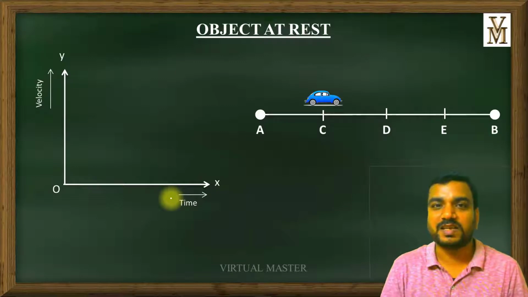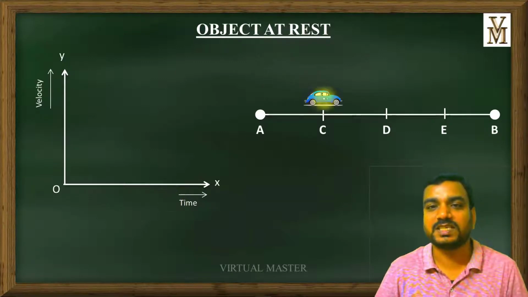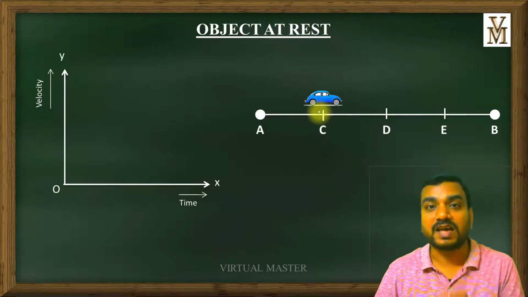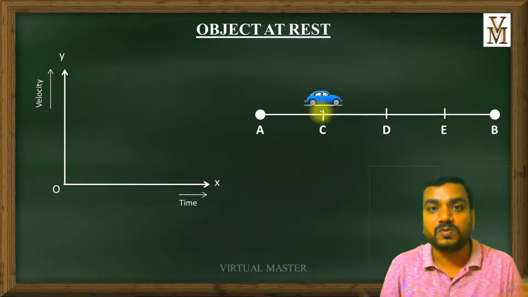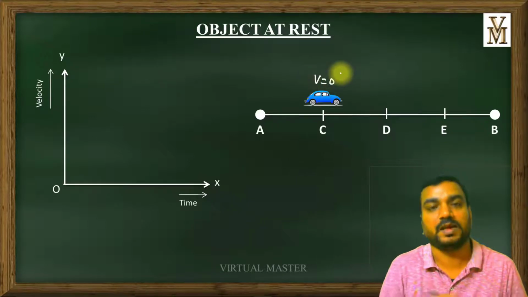To understand this better, let us take one example. Let us consider a car which is at position C and it is at rest. If the car is at rest, then that means the car will not be moving at all, which means the velocity of the car will be zero all the time.